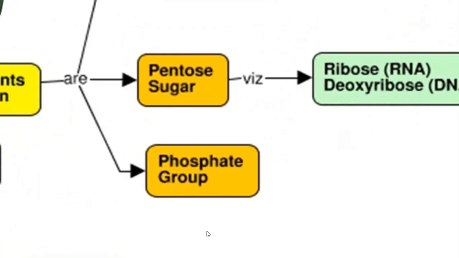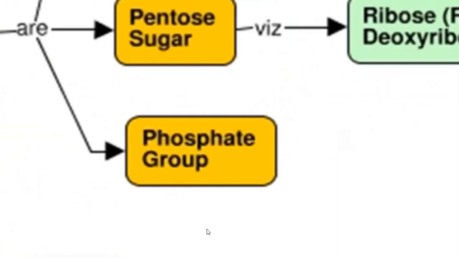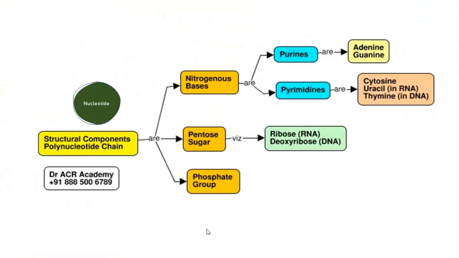And the third important component is the phosphate group, which contributes negative charge to the overall nucleotide, to the polynucleotide, that may be DNA or RNA. Usually they are with the negative charge because of this phosphate group.